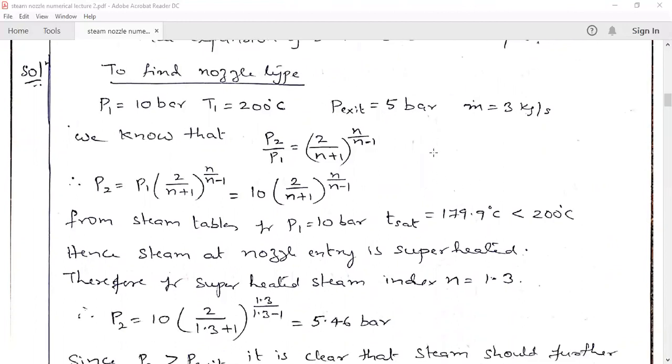Since we do not know whether it is a convergent nozzle or convergent divergent nozzle, first thing we need to find out is to use the critical pressure ratio formula and get the P2 pressure. So P2 by P1 is equal to 2 by n plus 1 whole power n by n minus 1. This is the critical pressure ratio formula, which was derived in the previous lecture. So P2 will be equal to P1 into 2 by n plus 1 whole power n by n minus 1.